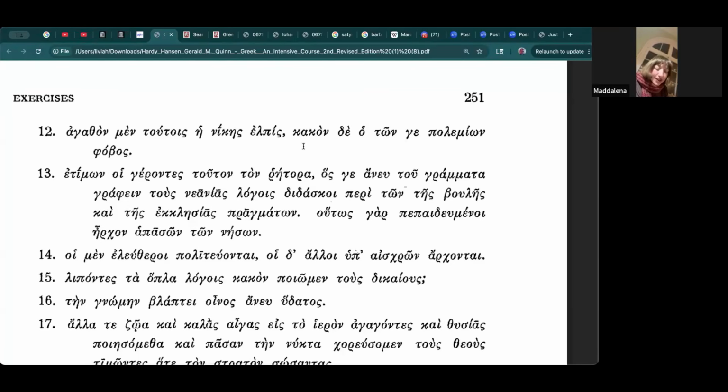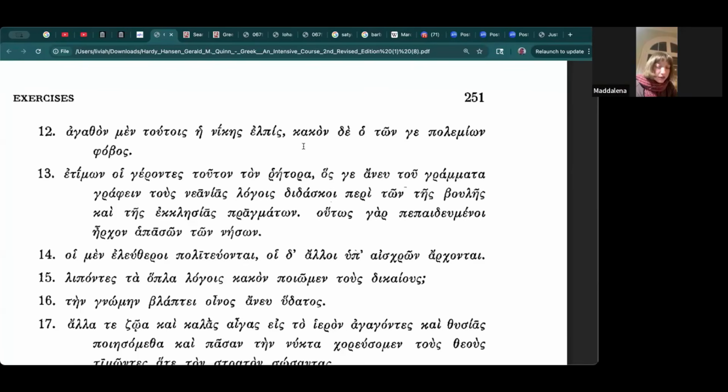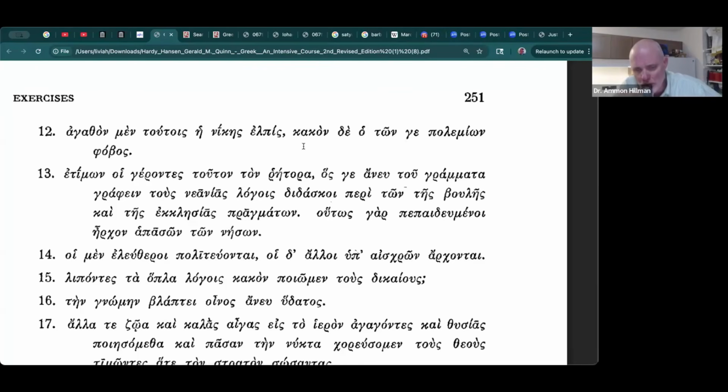Bad or evil. There's not another verb, so there's probably a be verb. So on the one hand, the hope of victory is a good thing for them. But on the other hand, evil is the fear of war. The phobos ton polemion, good.